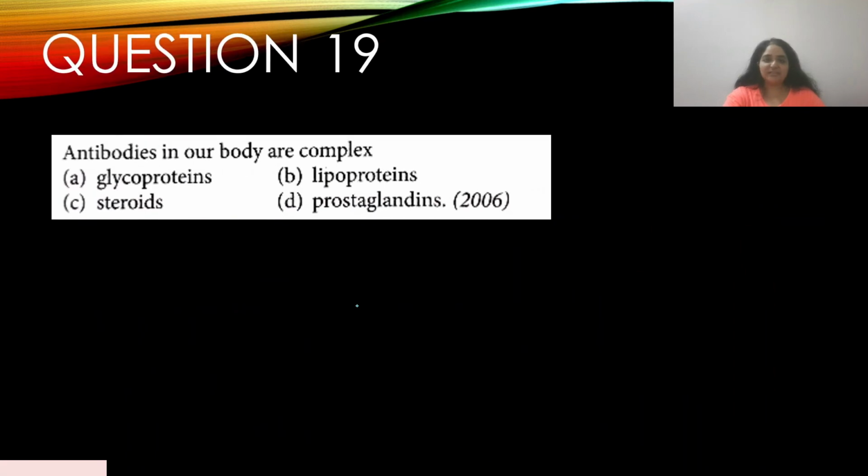Question number 19. Antibodies in a body are complex. So in 2006, A. Glycoproteins, B. Lipoproteins, C. Steroids, D. Prostaglandins. So we know they're proteins, but they're definitely not lipoproteins. They are glycoproteins. We discussed that, right? So the answer is A.